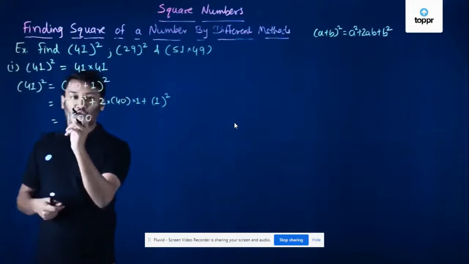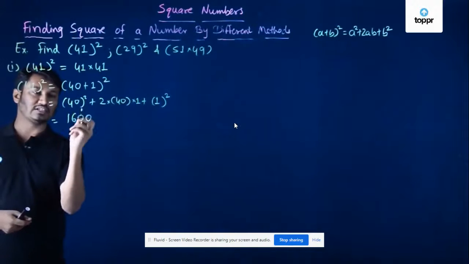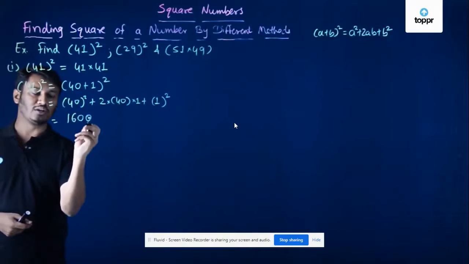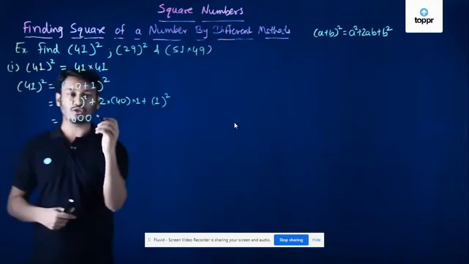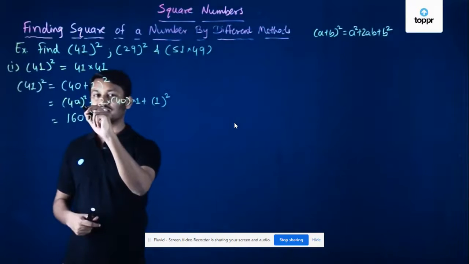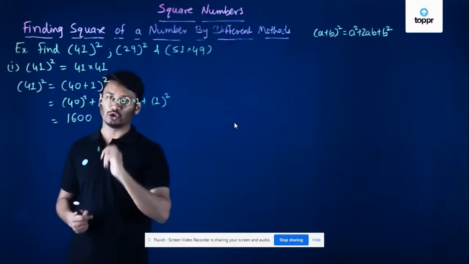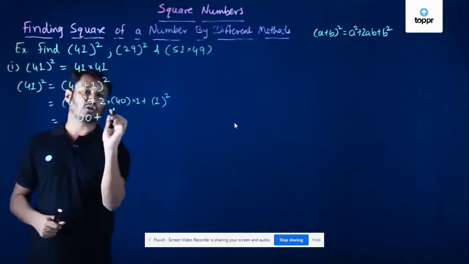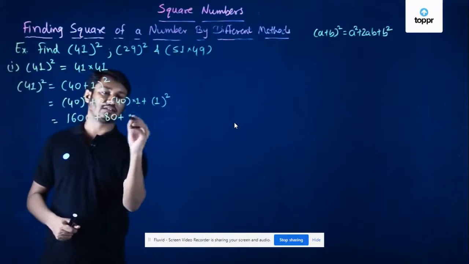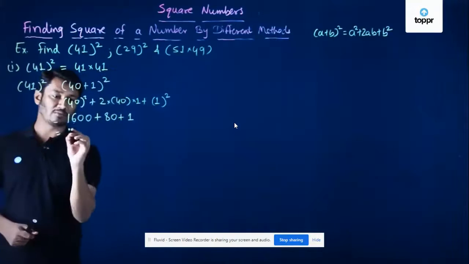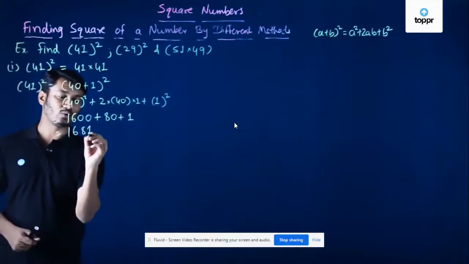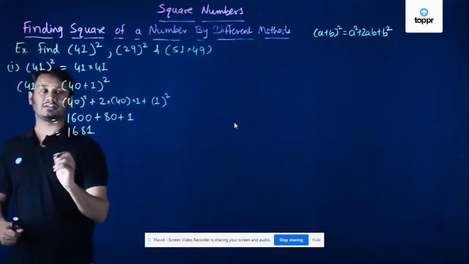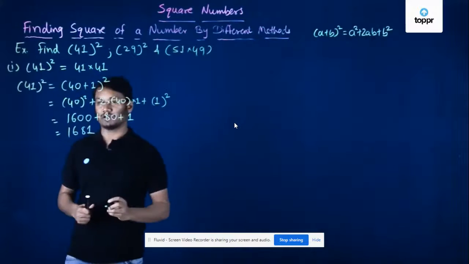40 square is nothing but 4 square, which is 16, and this single zero will repeat here. So we'll have 2 zeros because there was a single zero in the units place in the original number. So 40 square is 1600 that we use here. This is 40 into 2, which is 80, and this is nothing but 1. So finally this becomes 1681. That is nothing but the square of number 41.